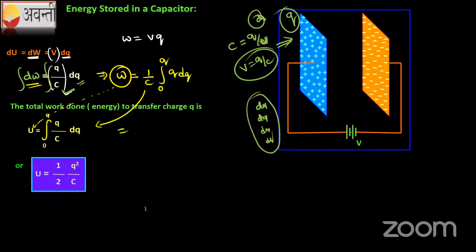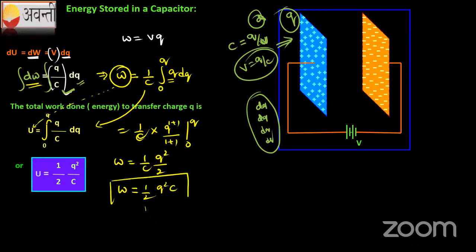Here we have 1 by C, Q integration. What is the value of the integration of Q? If we integrate Q, we add 1 to the power and divide by the same. Correct? The limit is 0 to Q. Then the work done will be equal to 1 by C times Q to the power of 2 divided by 2. If I apply the limit, Q is replaced by Q only. Then the total work done will be 1 by 2 Q square by C.